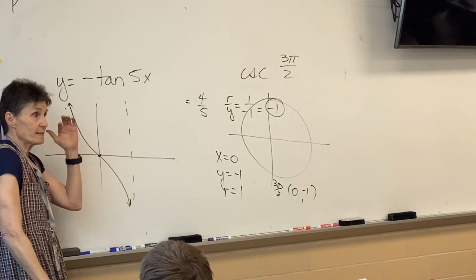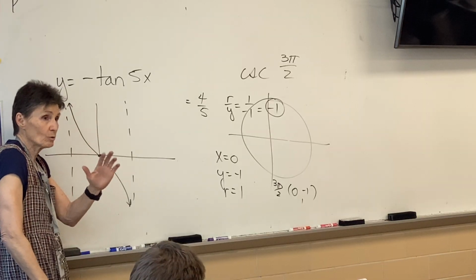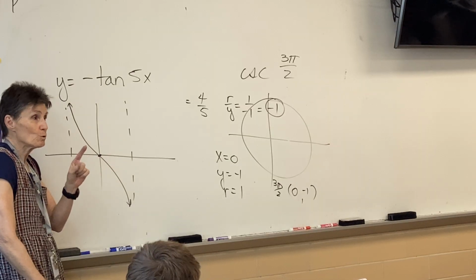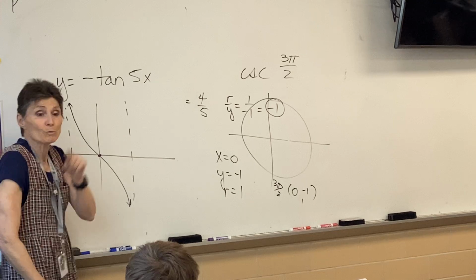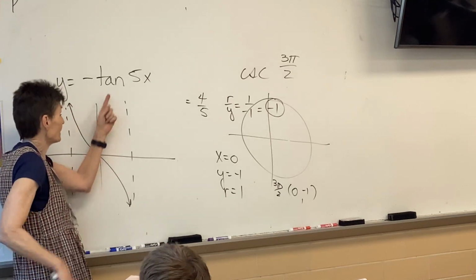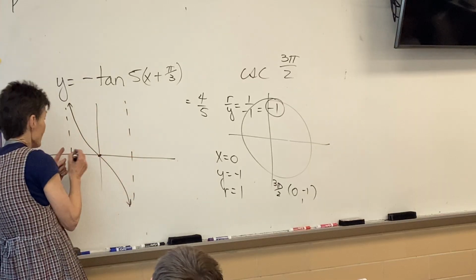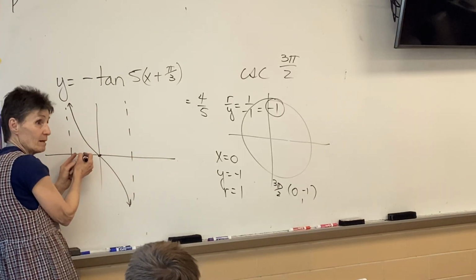So a tangent will always go through the origin unless you shift it. If you shift it, it's going to go through that point. So if it had a plus pi over 3 here or something, then that dot would be over here at negative pi over 3.